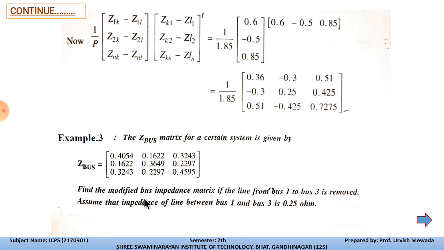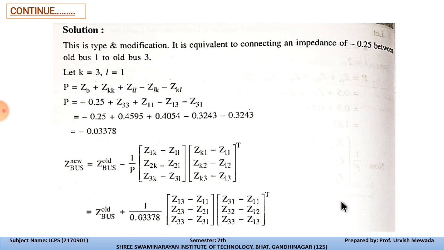So find the modified bus impedance matrix if the line from bus 1 to bus 3 is removed, that is, in the 1 2 3 system, bus 1 to bus 3 is removed. So this impedance matrix will be affected. See, this is Z11, this is Z12 and Z13. So this will become 0. Assume that the impedance of the line between bus 1 and 3 is 0.25. So we are assuming that the impedance between 1 and 3 is 0.25 ohm. Now we are solving this.